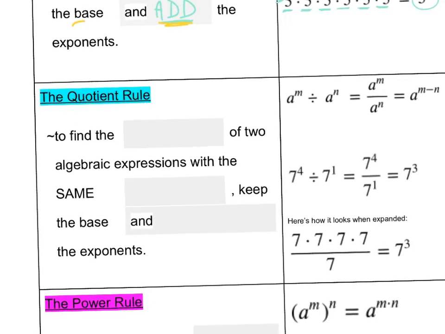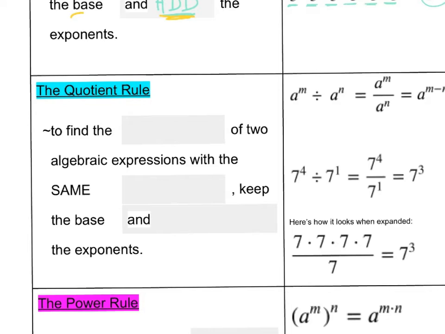So thinking about the word quotient, do you know what that means? Do you know what operation is happening with quotient? That word quotient is the answer to a division problem. So you'll either see the division symbol or you'll see a fraction bar, because a fraction bar also means divide.